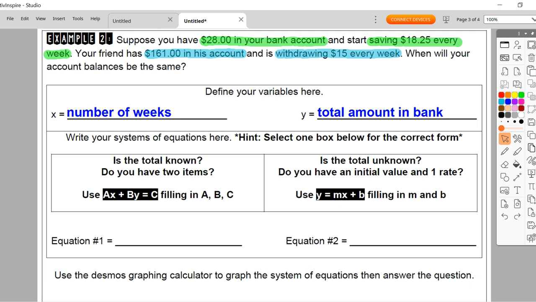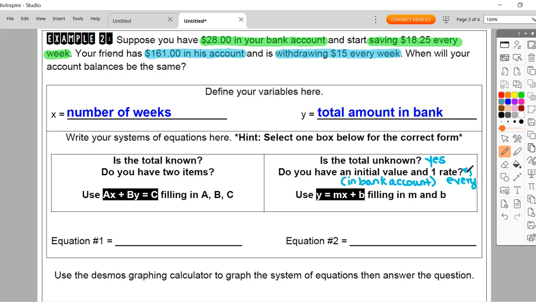I know this because I'm thinking about the information I was given. I was given what I had in my bank account and then what was changing each week. So I knew right away I did not have a total known. So is the total known? Yes. That's why I'm leaning towards this y equals mx plus b format for my equation. I also knew I had the initial value, which was the money in account. That's what I started in the bank account. I do have one rate. That one rate is what's changing, which is the money that's being entered or taken out each week.